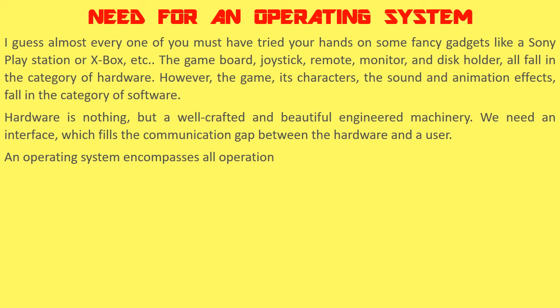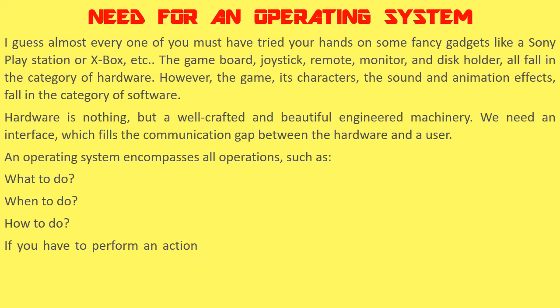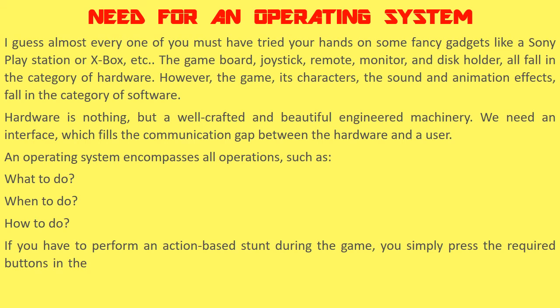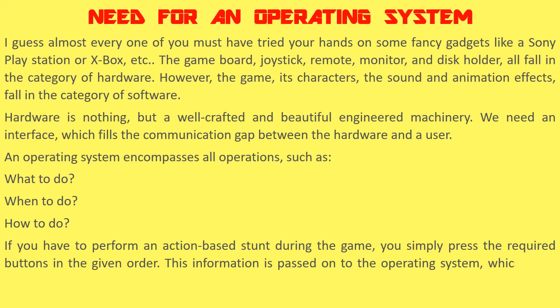An operating system encompasses all operations such as what to do, when to do, how to do. If you have to perform an action-based stunt during the game, you simply press the required buttons in the given order. This information is passed on to the operating system, which takes care of the final result.